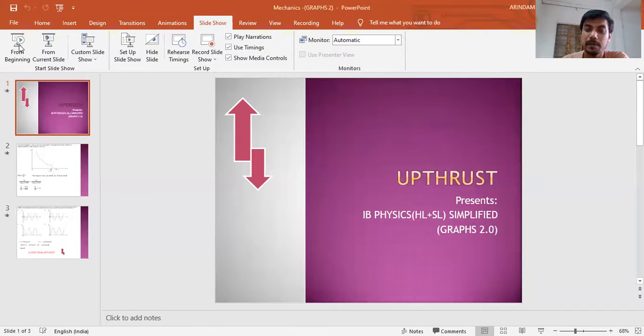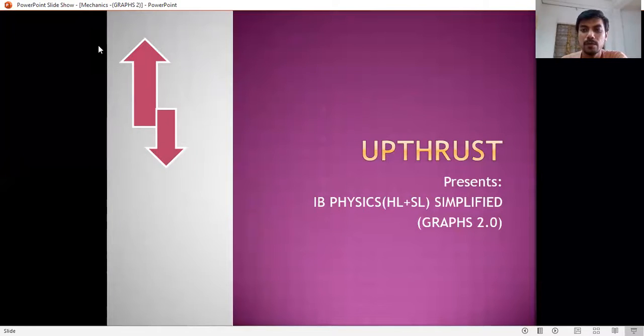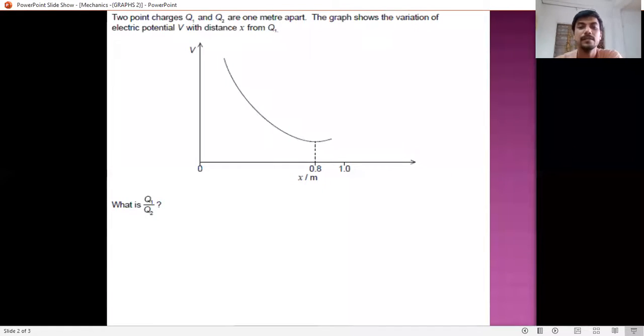Now, today also I'll be taking some questions from previous IB question papers. However, this is also equally relevant for all students who are pursuing physics at high school level. So let's begin our discussion on graphs with these questions brought by Upthrust. Okay, now this is the first question.